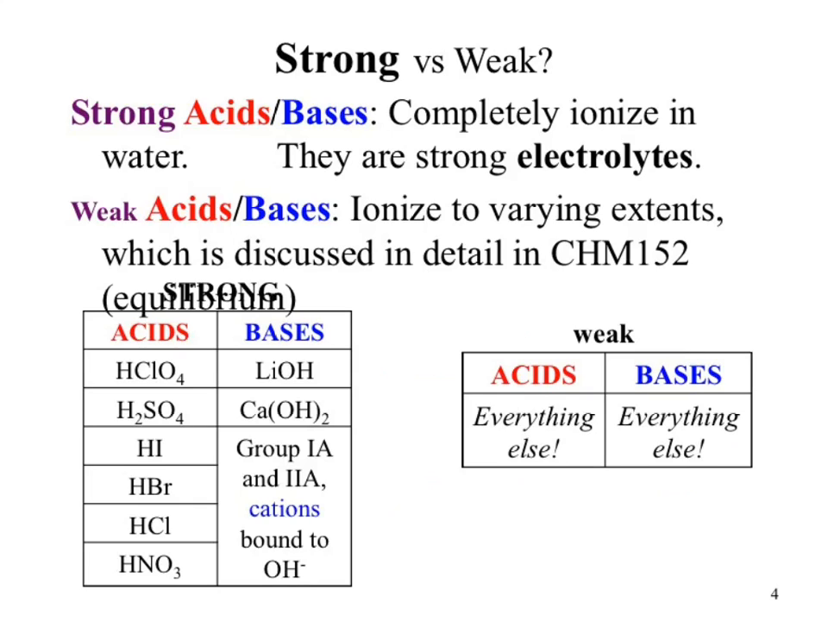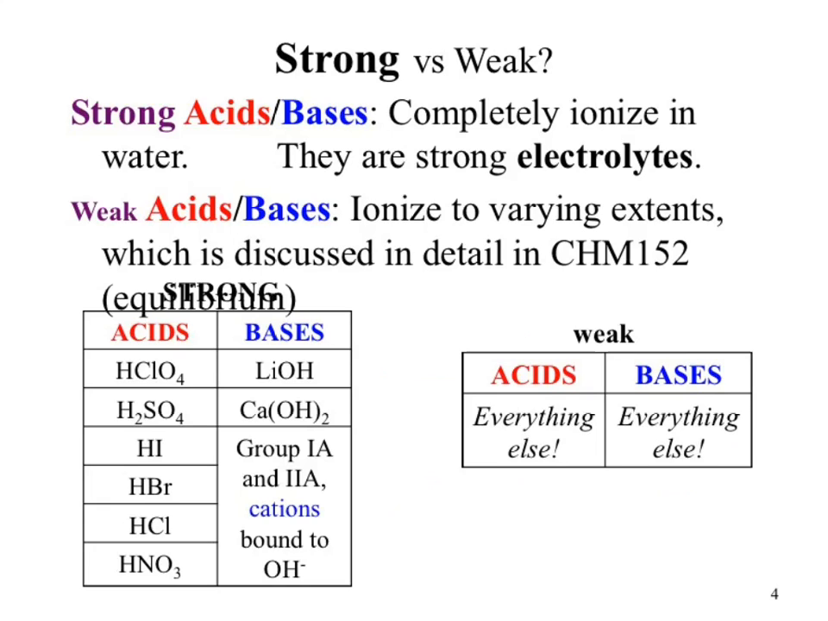Our bases, very similar idea. What we're looking at is anything with hydroxide, back to the Arrhenius definition, where that hydroxide is bound to a group 1 or group 2 metal. If it's in that situation, we now have a strong base. What if it's not in that situation? Then it's weak.